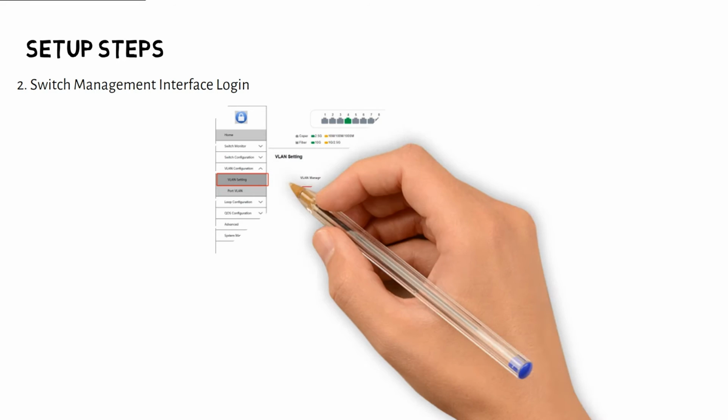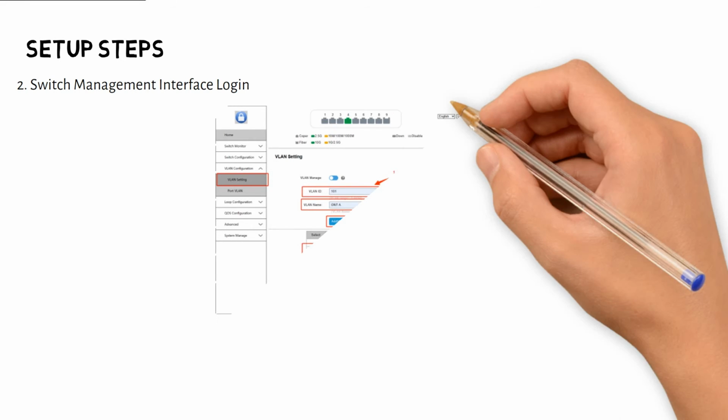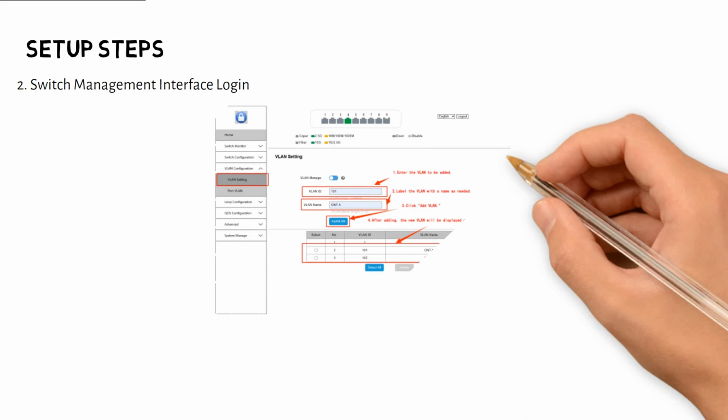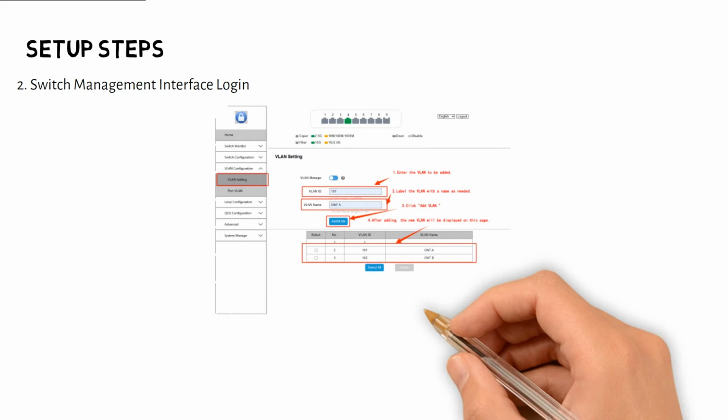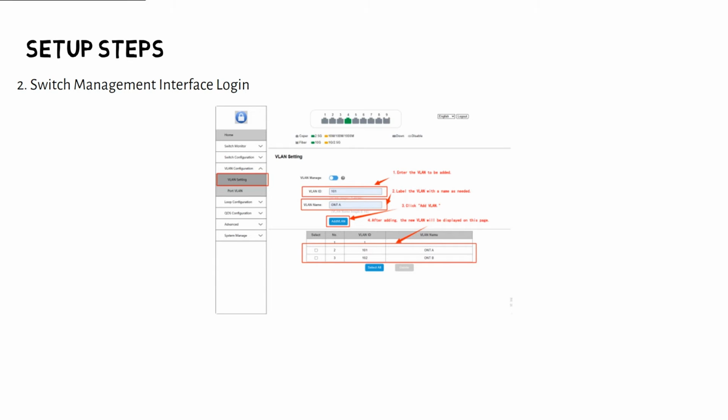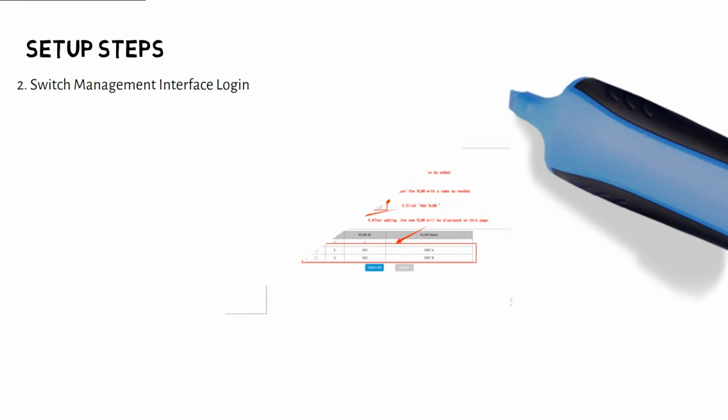After accessing the switch management interface, click on VLAN Configuration, VLAN Settings, enter 101 for the VLAN ID, and for the VLAN remark, enter ONTA to indicate that this VLAN is used to transmit data from ONTA. Then, click Add VLAN.